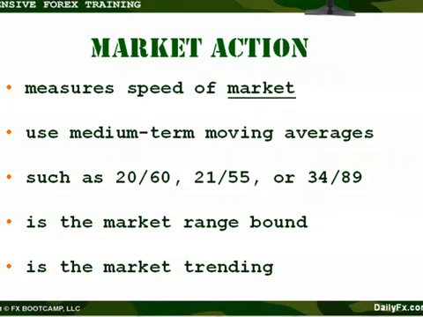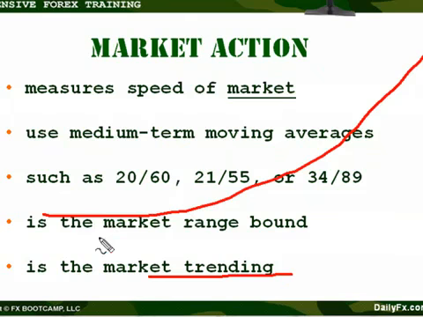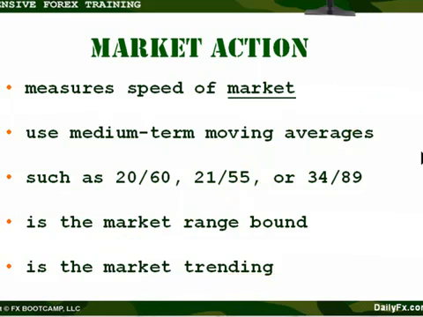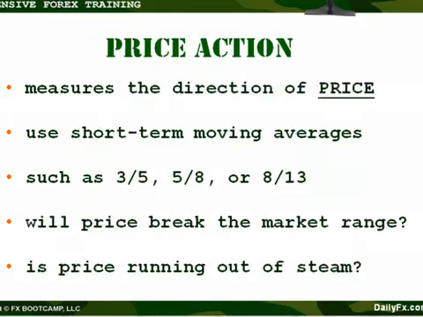Now if the market is trending, so you have a good cross like this, and you have good angle and separation to the upside, then you want to get on that trend and ride it as far as you can. And price action, again, is a measure of price. For short-term moving averages, I like the 5/8, you can use 3/5, 8/13, whatever.